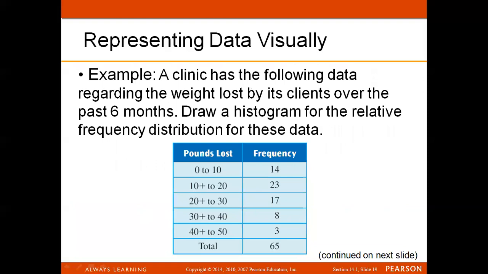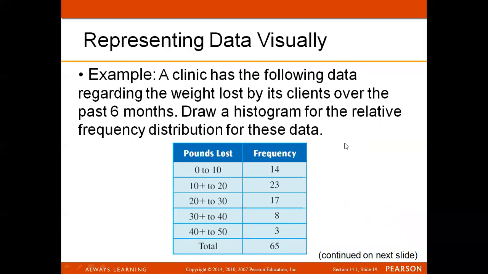Representing data visually. Example, a clinic has the following data regarding the weight lost by its clients over the past 6 months. Draw a histogram for the relative frequency distribution for these data. Pounds lost is our first column, the frequency in the second column. Now we have a range of values, 0 to 10, 10 plus to 20, 20 plus to 30, 30 plus to 40, 40 plus to 50. So if you lost 10.01 pounds, you're in the second row.